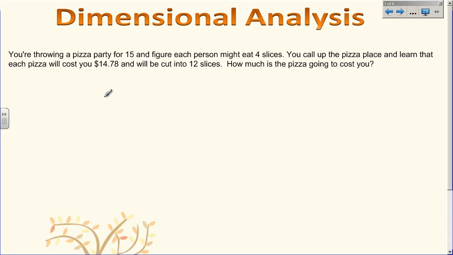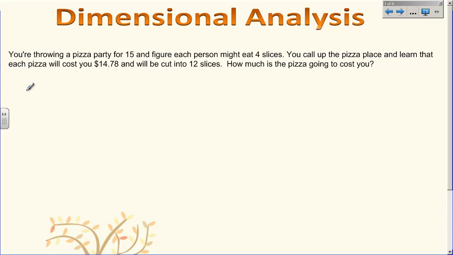You're throwing a pizza party for 15 people and figure that each person might eat 4 slices of pizza. You call up the pizza place and learn that each pizza is $14.78, and they're going to cut each pizza into 12 slices. How much is the pizza going to cost you? We want to know how much total the pizza is going to cost. So let's start with what we know.